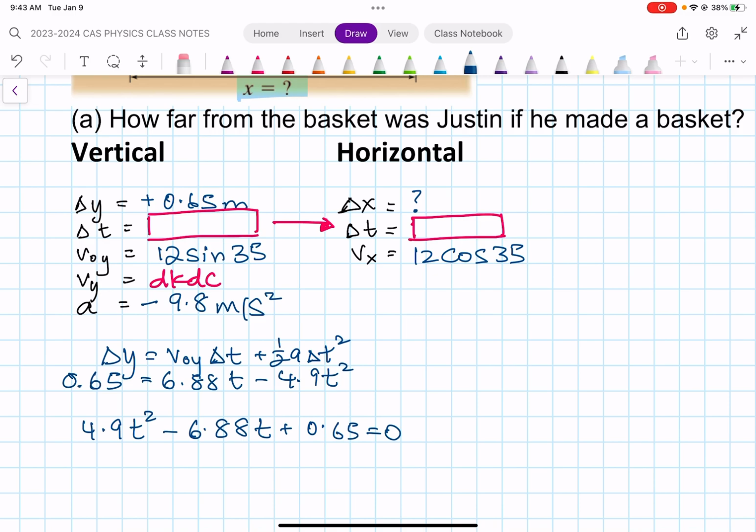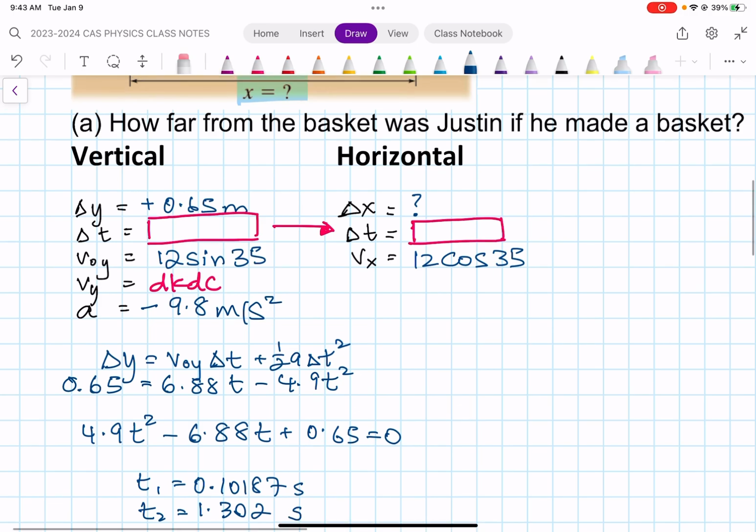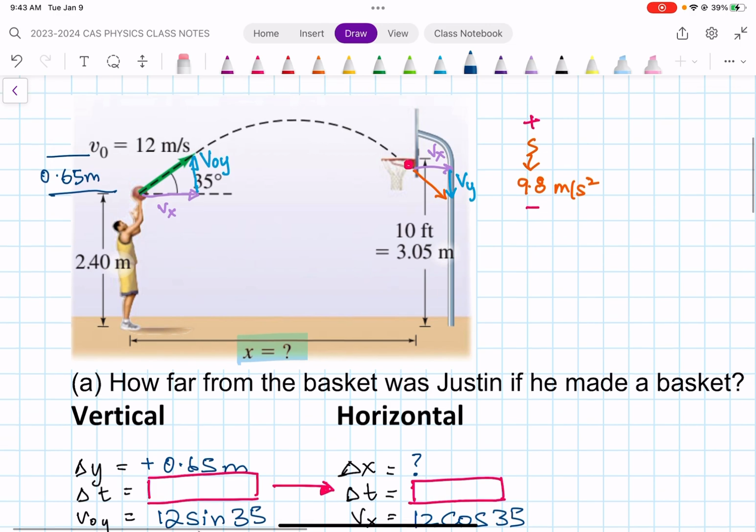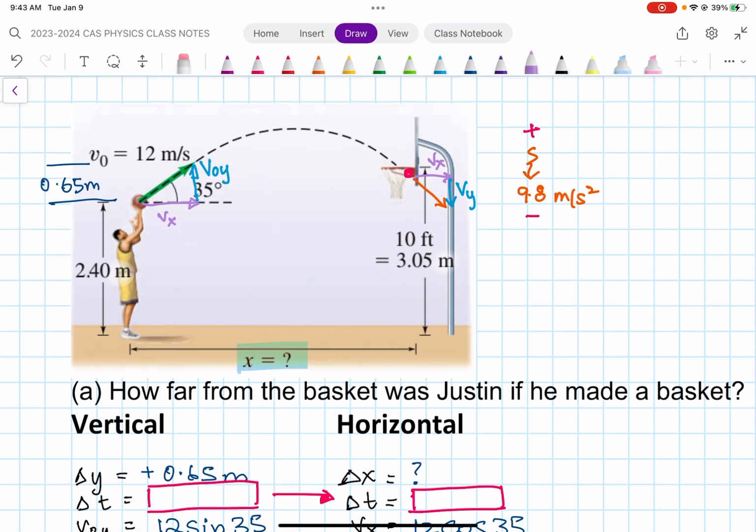And when I plug all that in, I get 2 times. And I'm going to write them down here, and let's talk about what they mean. T1 is equal to 0.10187, and T2 equals 1.302 seconds. Does it make sense that we get 2 real times? Well, let's look at the problem. What we're basically saying is we want to know how long it took for the ball to get to a height of 0.65.